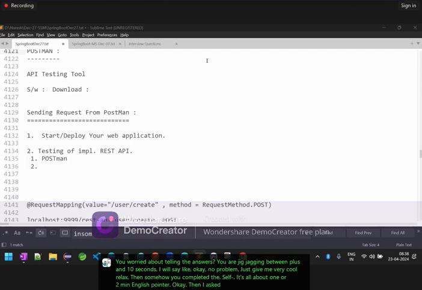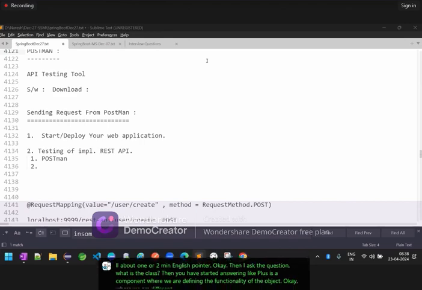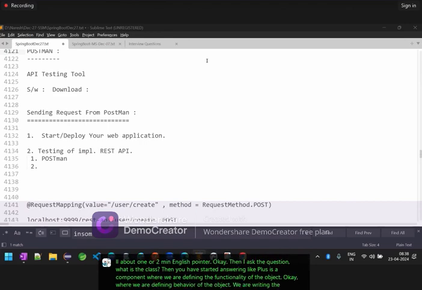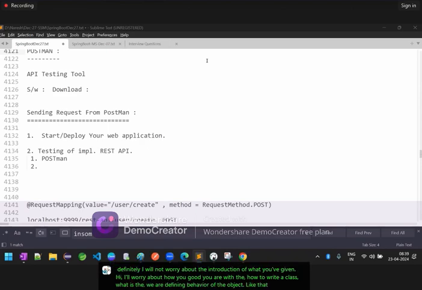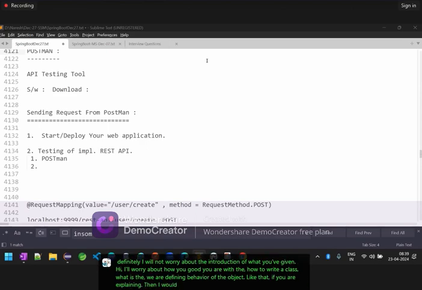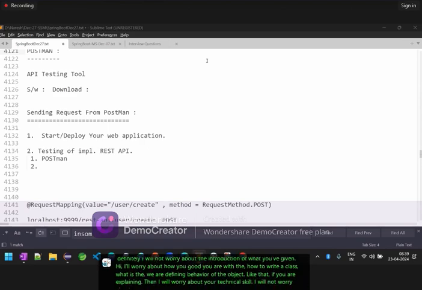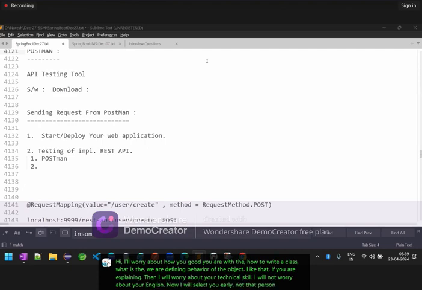Then I asked a question, what is a class? Then you started answering, class is a component where we are defining the functionality of the object, where we are defining behavior of the object. We are writing the code, so we have to take this syntax like that. Then definitely I will not worry about the introduction you gave. I will worry about how good you are at writing a class, what the behavior is. If you are explaining like that, then I will worry about your technical skill. I will not worry about your English. Now I will select you, not that person. What will I do with his English?